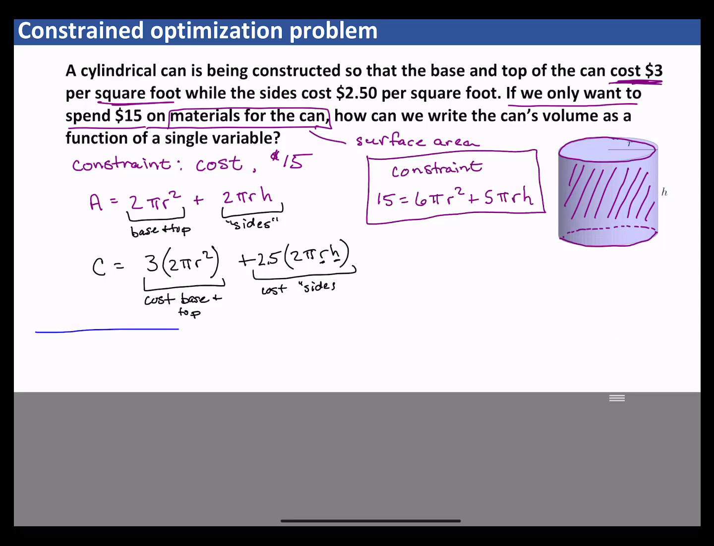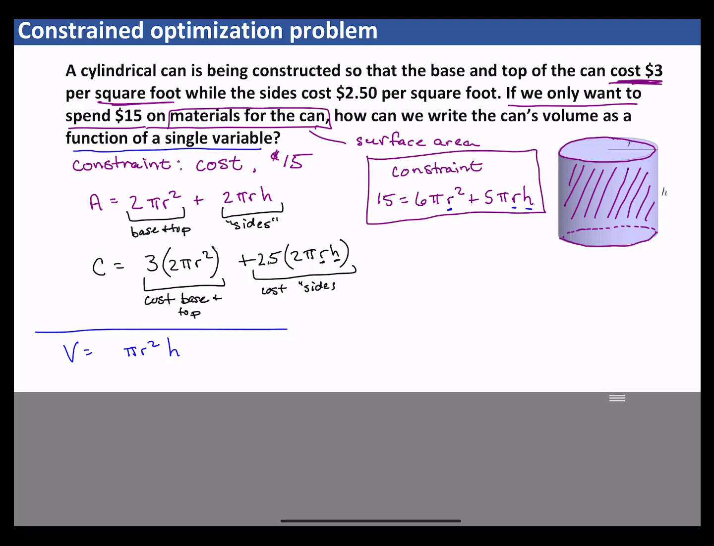So the volume of a cylinder is the area of the base, pi r squared, times the height. So you'll notice right now the volume depends on two variables, r and h. And we want the volume to be a function of a single variable. So that's where the constraint is going to come in. You see that the constraint involves the exact same variables. So if we could solve for one of those variables, then we could replace it in our volume function.